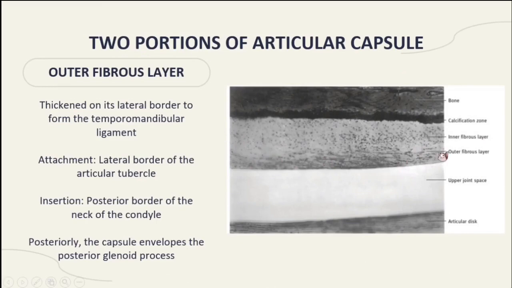As you can see here, the outer fibrous layer is thickened on its lateral border to form the temporomandibular ligament. It is attached to the lateral border of the articular eminence and it is inserted to the posterior border of the neck of the condyle. Posteriorly, the capsule envelopes the posterior glenoid process.